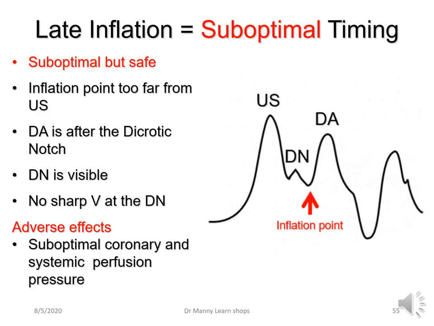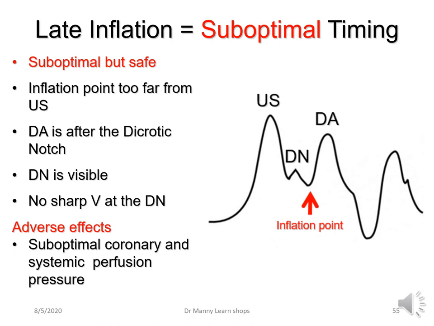Then you've got late inflation of the balloon. And this is suboptimal timing, but from my consideration, it's still unsafe because the purpose of the balloon inflation is to provide optimal, or the best possible, coronary blood flow perfusion. Remember what you've got: the balloon catheter sitting in the descending aorta. Look at all the complications that we looked at. So if we're not going to use it effectively, then that's a problem. However, late inflation is considered to be safe, but if it is late, it's suboptimal.